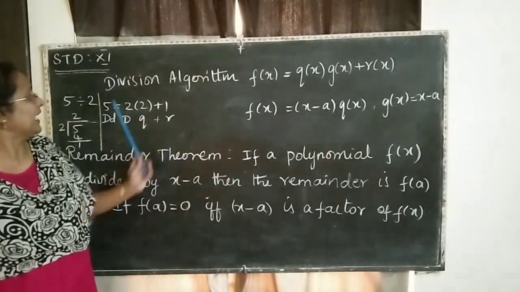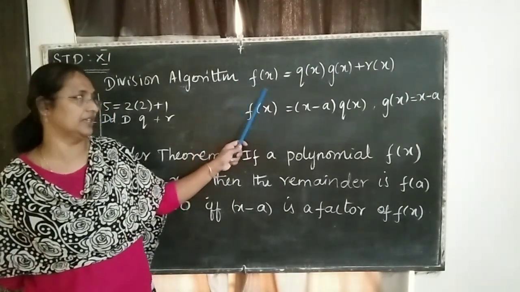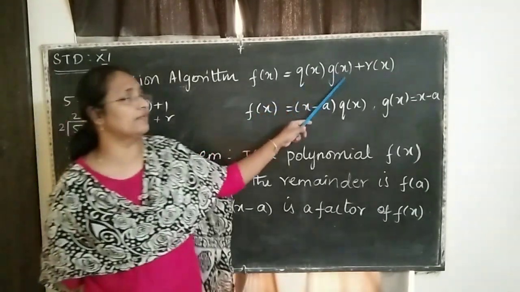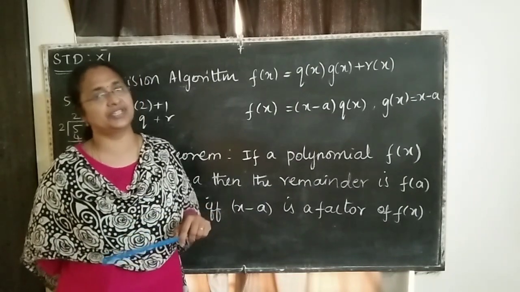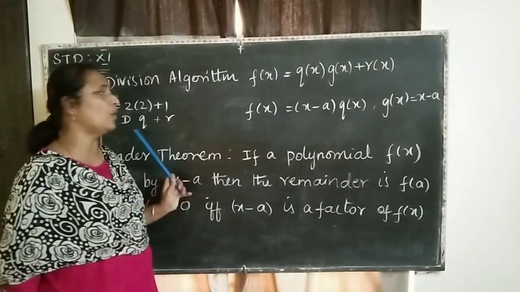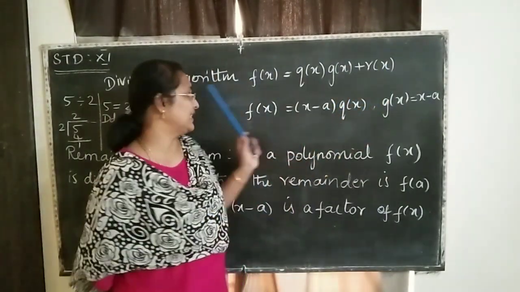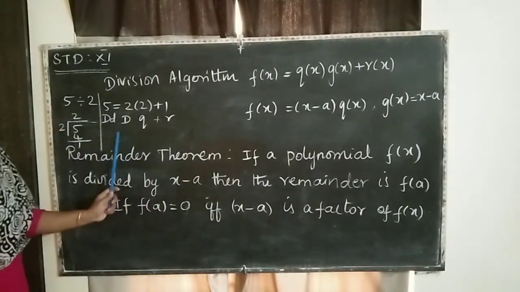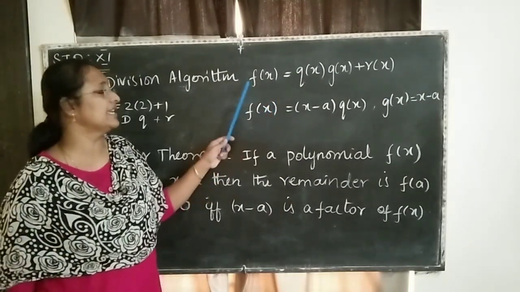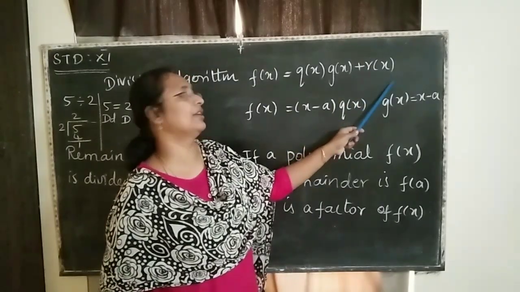Okay, now look into this. In the place of 5, we have f of x, one polynomial function. Is it clear? Okay. Now, in the place of the divisor, we have g of x, one more polynomial function. Now, look into this q of x. q of x stands for the quotient. Now, r of x stands for the remainder. So, in the same way as we did in our early classes, we will write the division algorithm of a polynomial function as f of x is equal to q of x into g of x plus r of x.